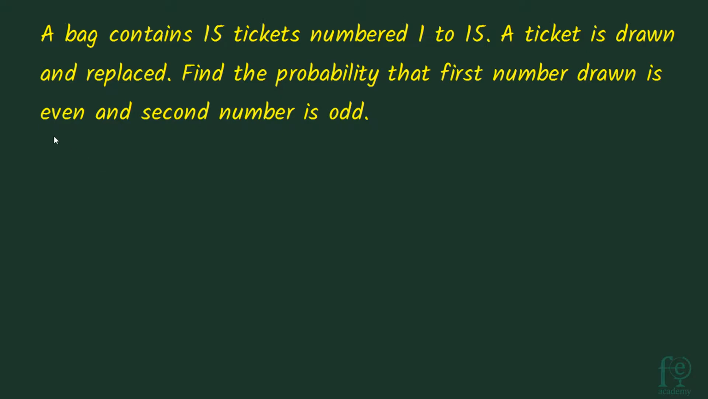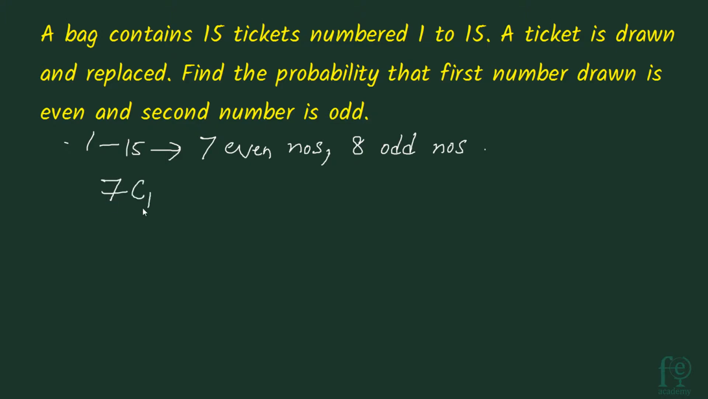From 1 to 15, how many even numbers are there? 1 to 15 means 7 even numbers and 8 odd numbers. So what is the probability of drawing an even number? It will be 7C1 divided by 15C1. And then we have to multiply. In probability, when and is used we multiply, and when or is used we add. So here, the first number drawn is even, so it will be 7C1 divided by 15C1, and the second number is odd, so it will be 8C1 divided by 15C1.